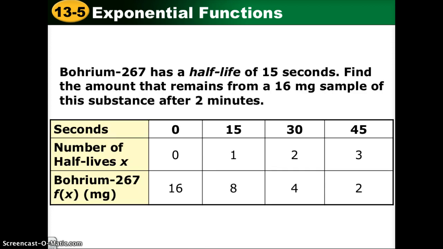So borium-267 has a half-life of 15 seconds. Find the amount that remains from a 16 milligram sample of this substance after 2 minutes. So we have the number of seconds listed, the number of half-lives, and then the borium amount. So after this 0 number of half-lives, we would have 16 to start. That would cut down to 8 milligrams after 1 half-life, 4 milligrams after 2, 2 milligrams after 3.